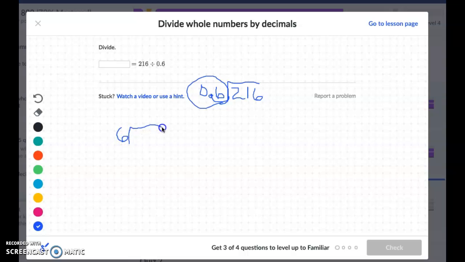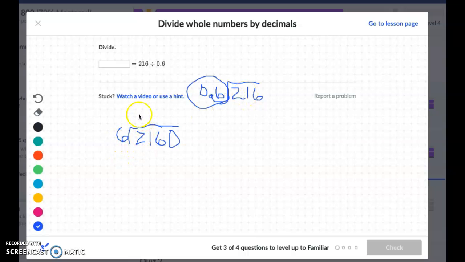But I can't just multiply this number by 10 and do nothing else. I have to multiply this number by 10 also. Well, multiplying 216 by 10, you're just adding a 0 onto the end. So now I can solve this problem as it's written right here, because I multiplied both numbers by 10, so I'm still going to get the same answer when I divide.